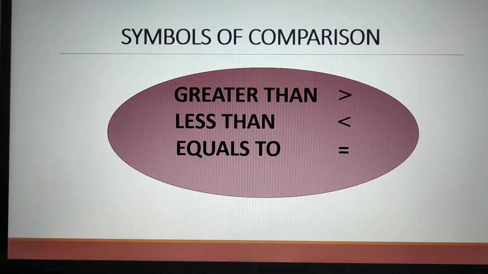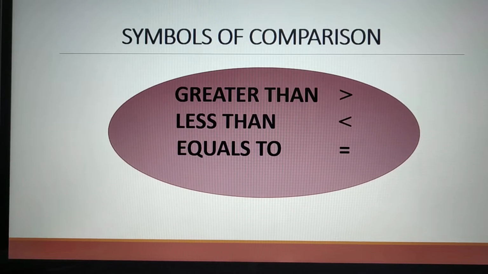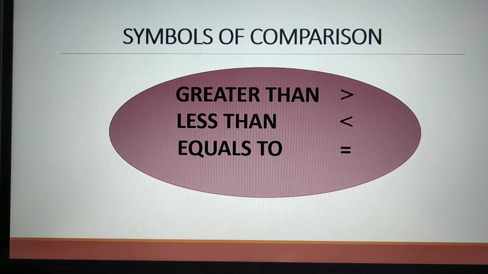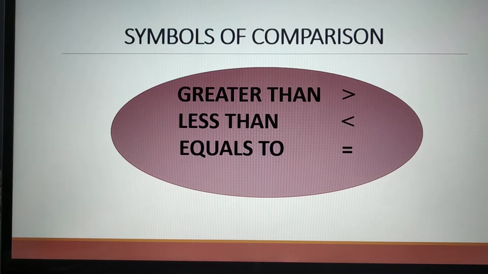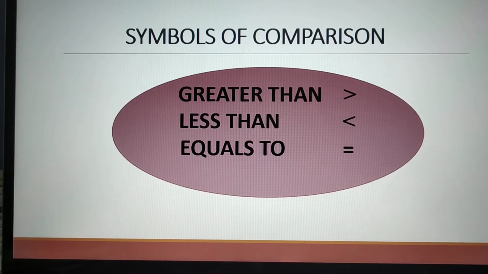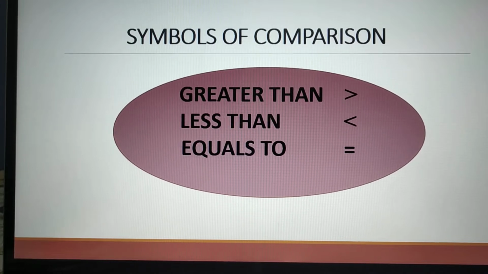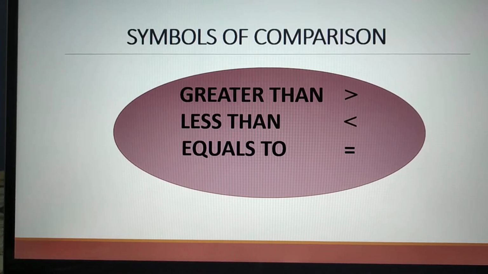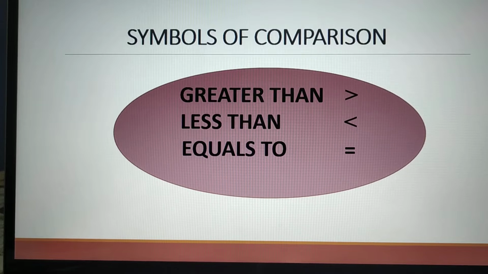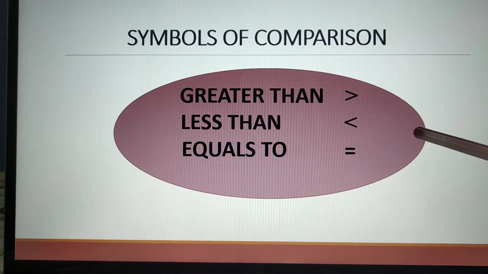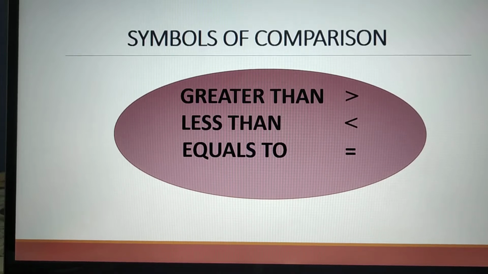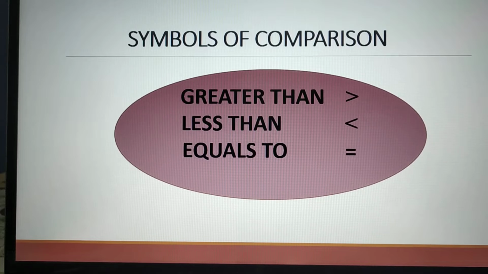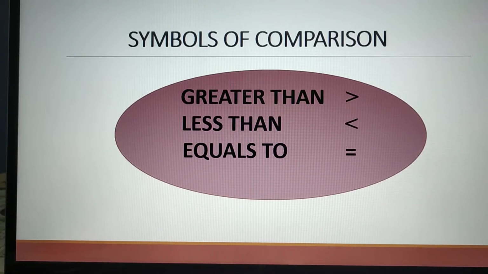Symbols of comparison. The greater than symbol means the number which is bigger than the other, right? See, the mouth of the crocodile is open towards the bigger number. And if the number is less, we say less than, and the mouth of the crocodile is closed on this side and open on this side. And if both numbers are equal, then there is no mouth opening. We put the equal symbol. Right, students?